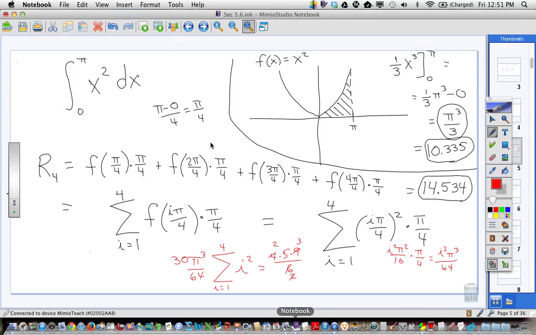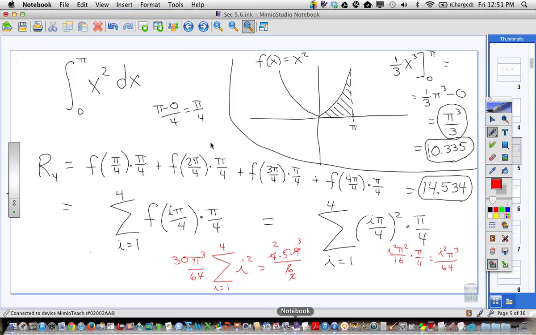Notice those numbers there don't have anything to do with these numbers here. Right? This is 0 to pi, that's the total width. This is how many rectangles I got, 1 to 4. Now I look at my terms and every one of these has an f, every one has a parenthesis, every one has a 4 on the bottom, every one has a pi over 4. So the only thing changing is this top number. It goes 1 pi, 2 pi, 3 pi, 4 pi.